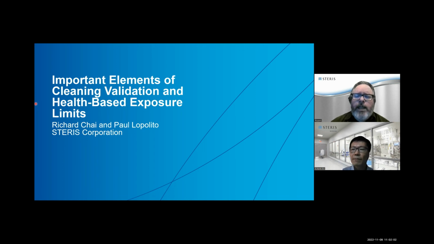Yep. And the only thing to add to that is, if you're using a non-specific method, then you have to look, it's not going to differentiate between the active ingredient, in Richard's example, or a non-active ingredient in the formulation that contains, in this case, organic carbon, or the cleaning agent. So keep that in mind when you're using the non-specific method, but it can definitely be used to determine an acceptable limit.